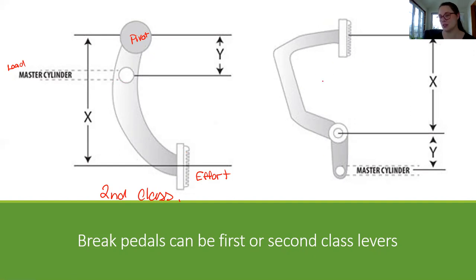Well, what about this scenario? So here's my pivot. Here's my master cylinder, and there's my pedal. So this is my effort. The pivot somewhere's in the middle and the master cylinder is on the end. This is my load. If the pivot's in the middle between the two, or the fulcrum's in the middle, this is a first class lever. Now you'll see my effort is a long way from the pivot, which means it takes my force and it multiplies it to the master cylinder.